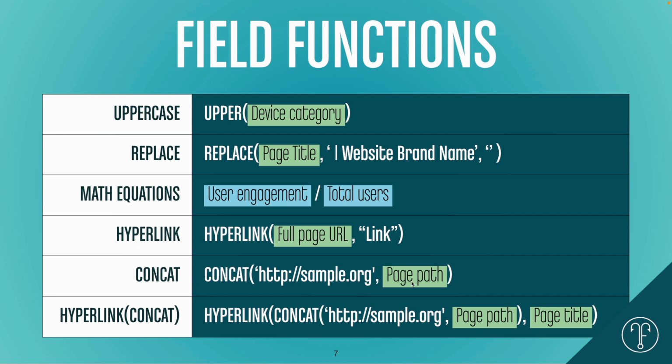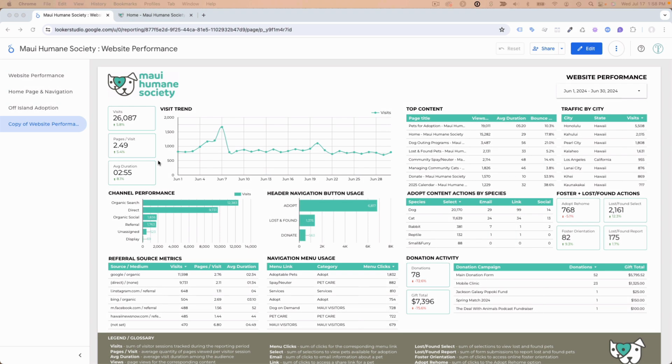We can concatenate items together, so that's something we might want to do. Basically, concatenate's a fancy word for just smush things together or bring them all together. And we can combine some of these functions too, like the hyperlink concat functionality there. So those are some things we're going to take a look at. Let's go over to Looker Studio right now.